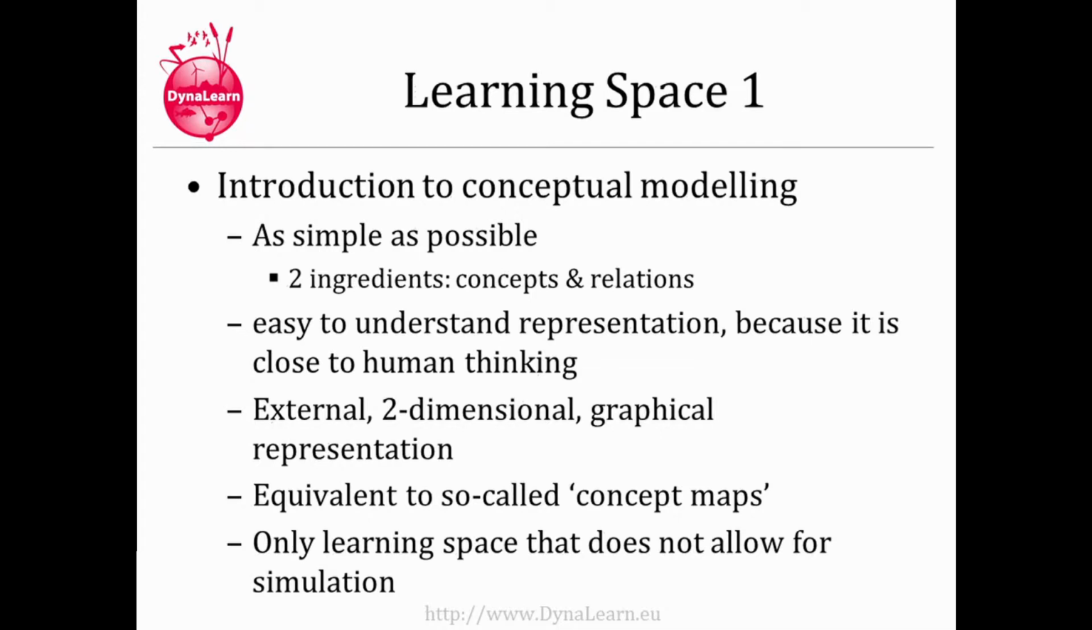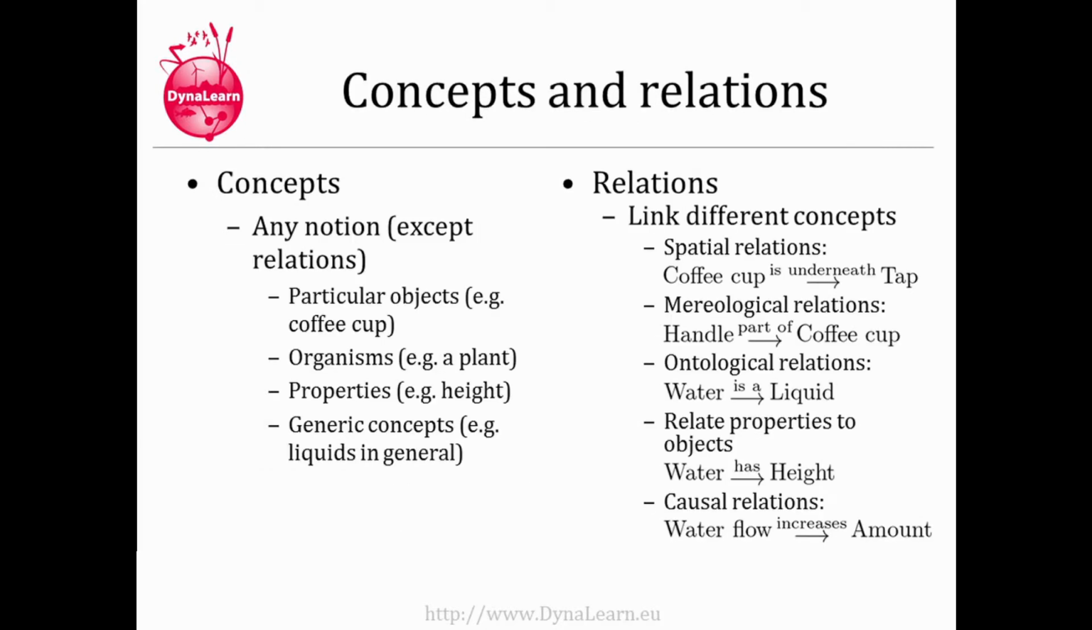An important thing to note about Learning Space 1 is that it is the only learning space that does not allow for simulation. So what are these concepts and relations? A concept can represent any notion except relations. They can represent particular objects, such as a coffee cup, an organism, such as a plant, a property of an organism, such as the height of the plant, or even generic concepts, such as plants or liquids in general.